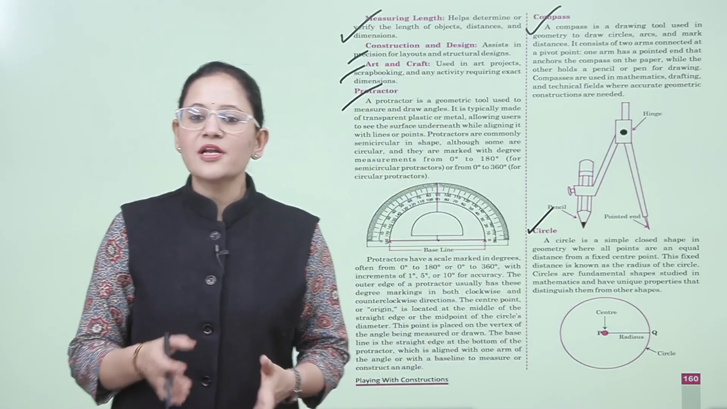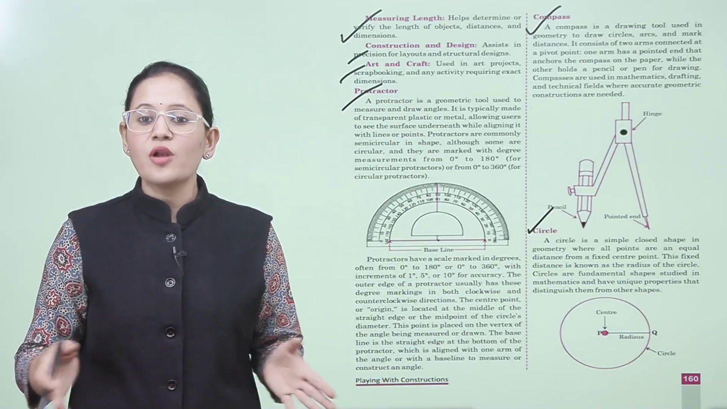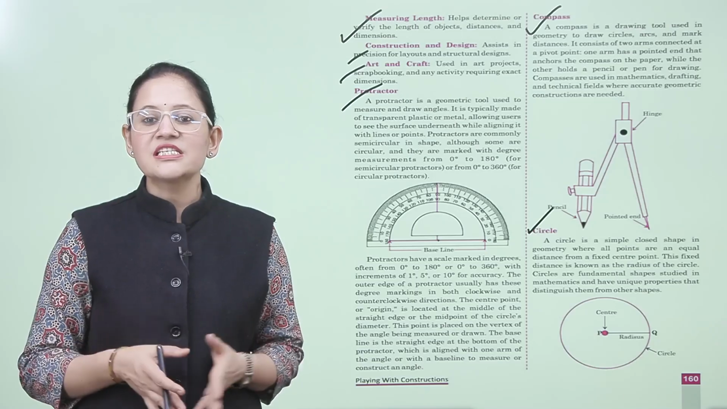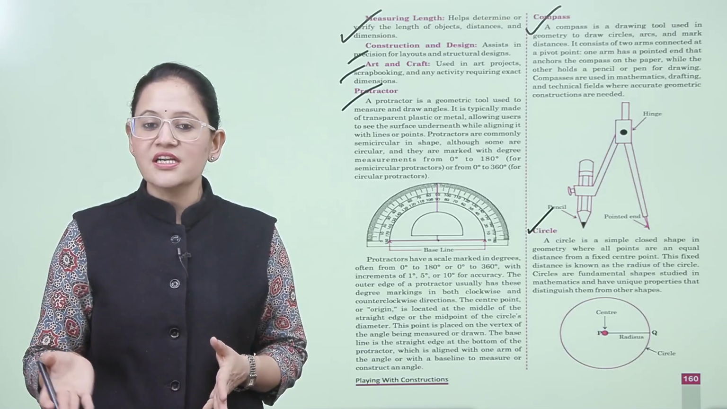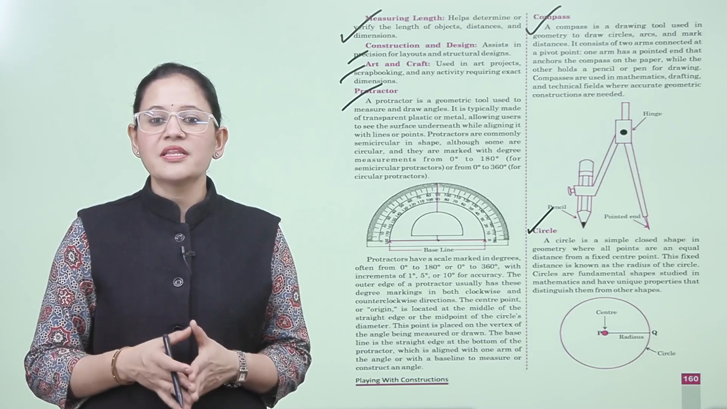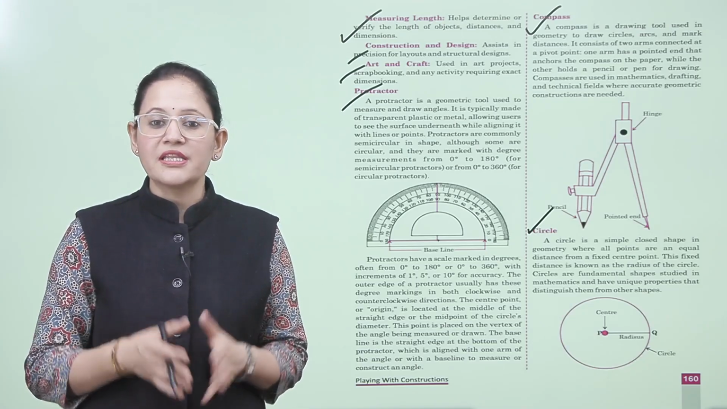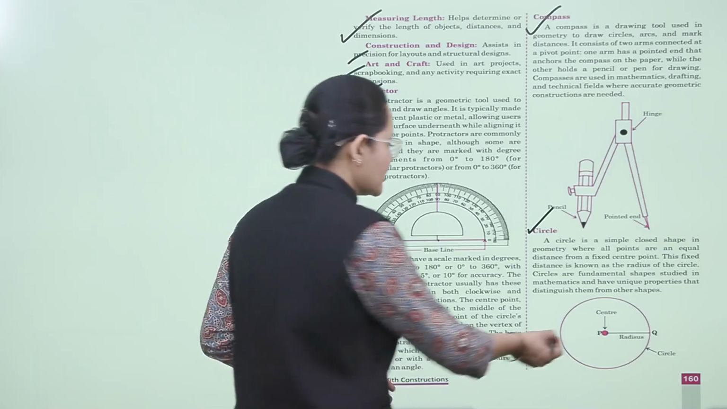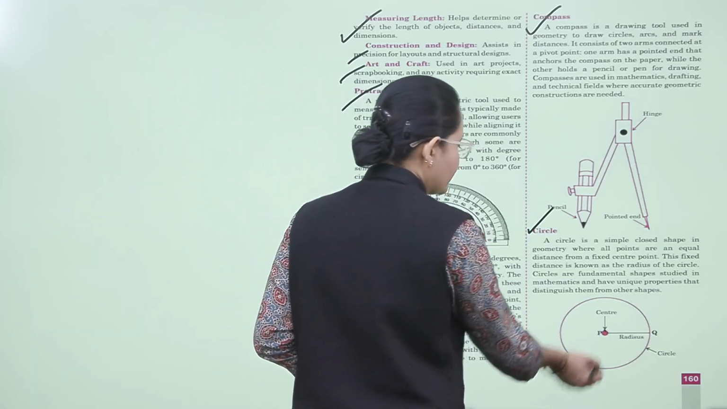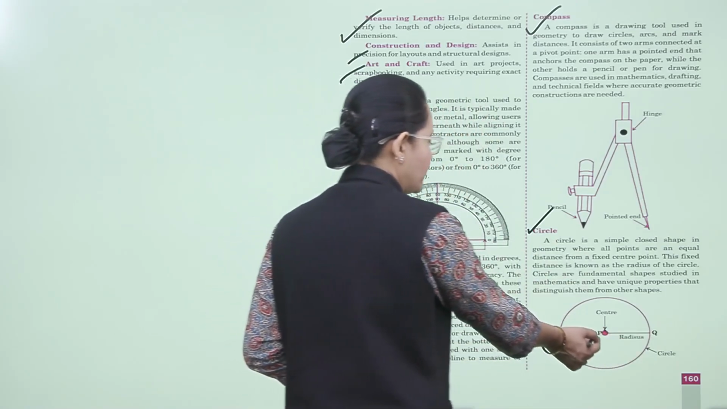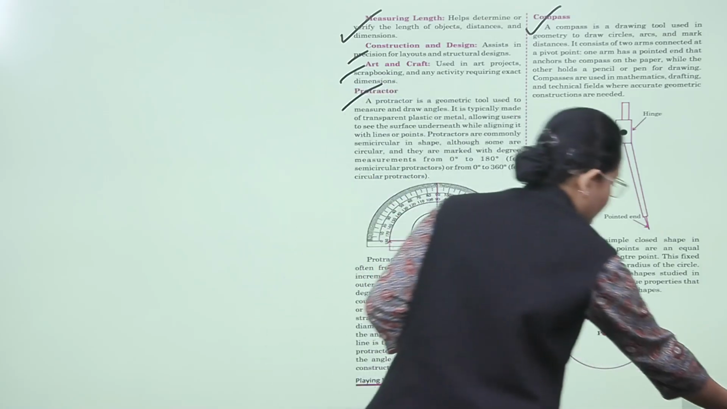A circle is a simple closed shape in geometry where all points are an equal distance from a fixed center point. This fixed distance is known as the radius of the circle. Circles are a fundamental shape studied in mathematics and have unique properties that distinguish them from other shapes. So, this is a circle, this is the center of the circle, and this is a radius. Every point on the circle should be an equal distance from the center.